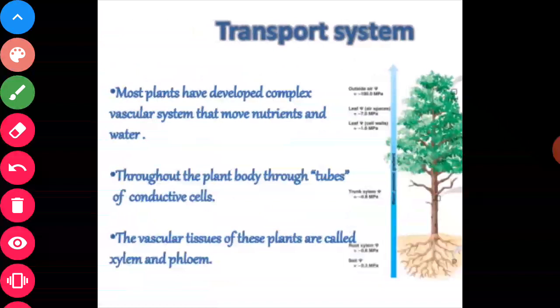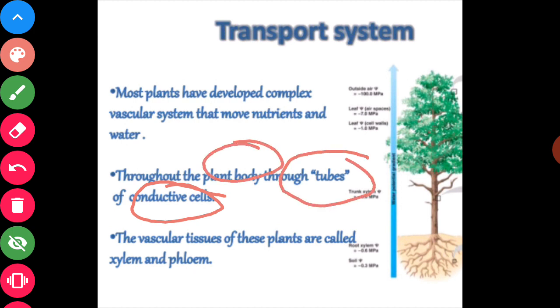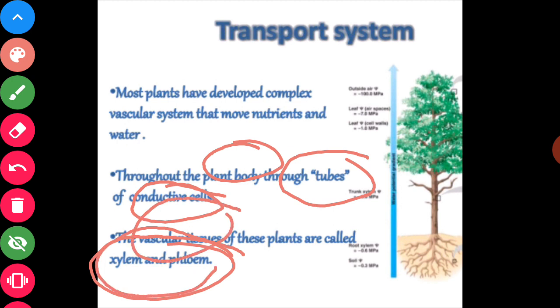Transport systems. Most plants have developed a complex vascular system that moves nutrients and water throughout the plant body through tubes of conducting cells, or we can say conducting tissues. Xylem and phloem form tube-like structures through which water, water-soluble minerals and food are transported. The vascular tissues of these plants are called xylem and phloem. Xylem and phloem are known as vascular bundles, or we can say vascular tissues.